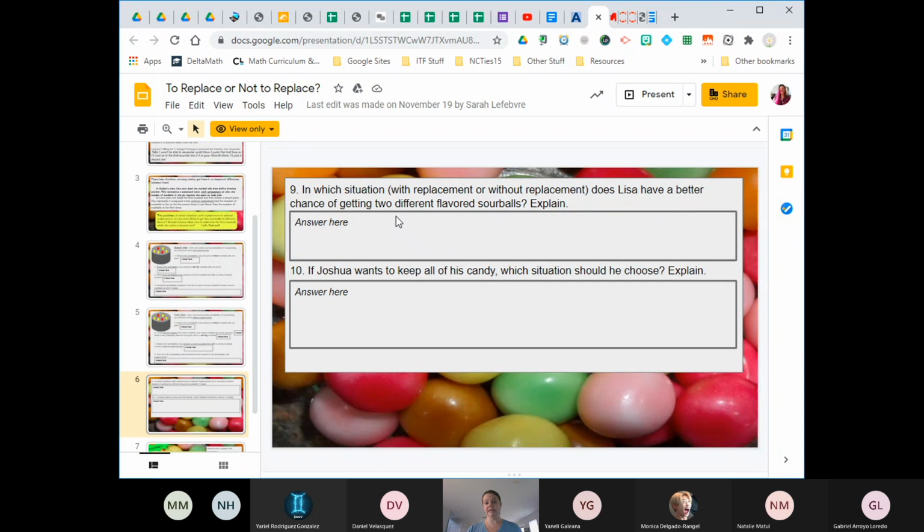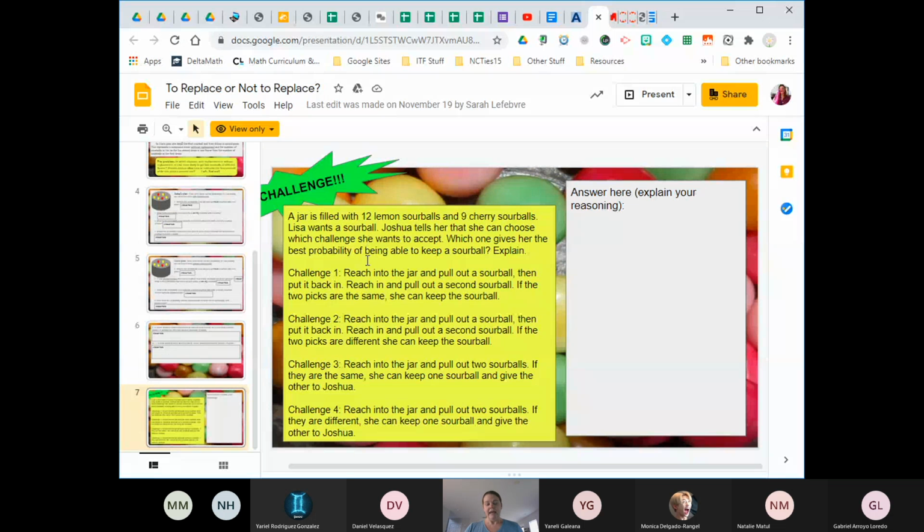Which situation does Lisa have a better chance of getting 2 different ones? And if Joshua wants to keep all his candy, which one should he choose? Explain both. And then on slide 7, you're going to read the little paragraph up here, and you're going to figure out which of the 4 challenges gives Lisa the better chance of keeping the sour ball, okay?